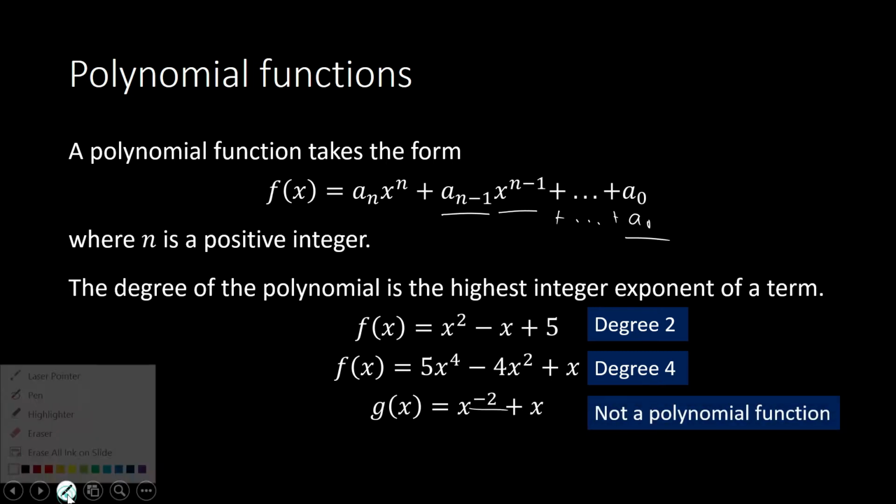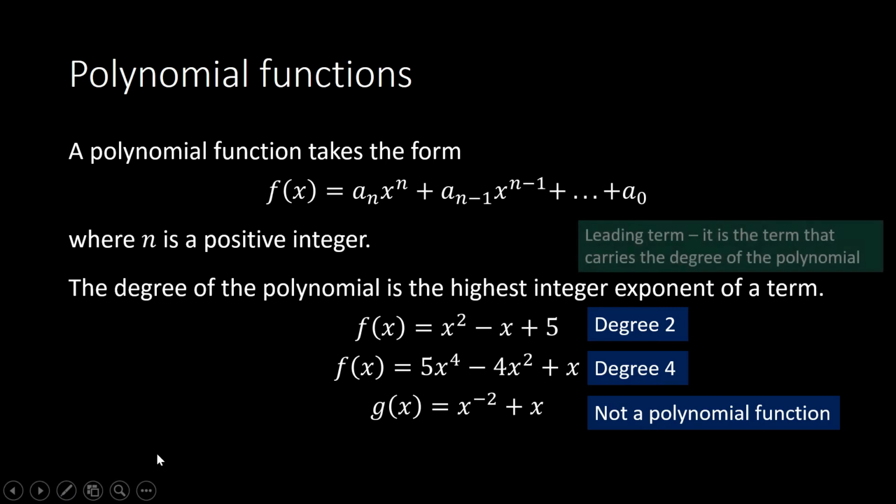Now we have this thing called the leading term. And the leading term is the term that carries the degree of your polynomial function. So here, your leading term is x squared. The leading term here is 5 times x to the 4th.